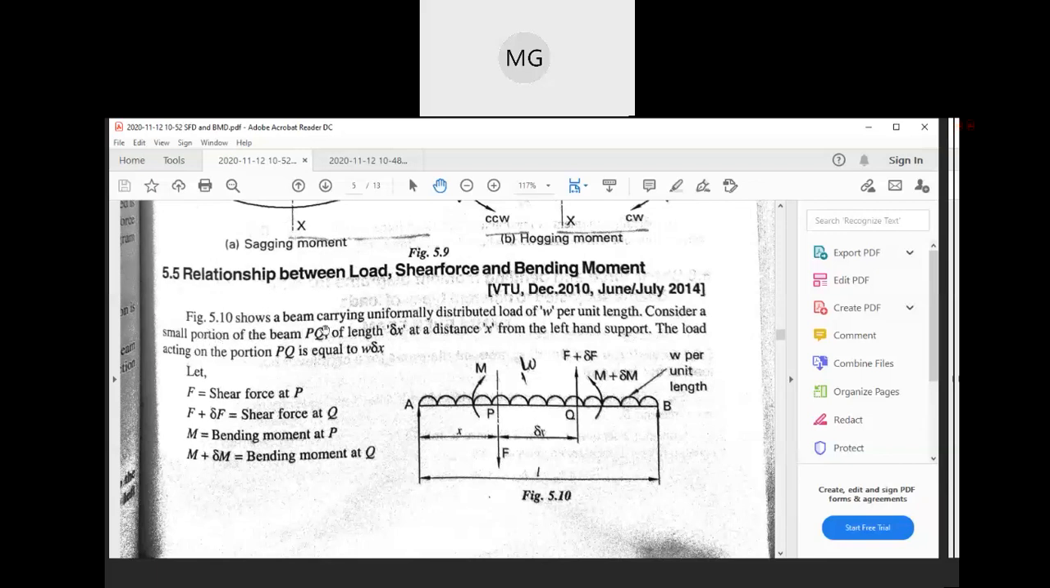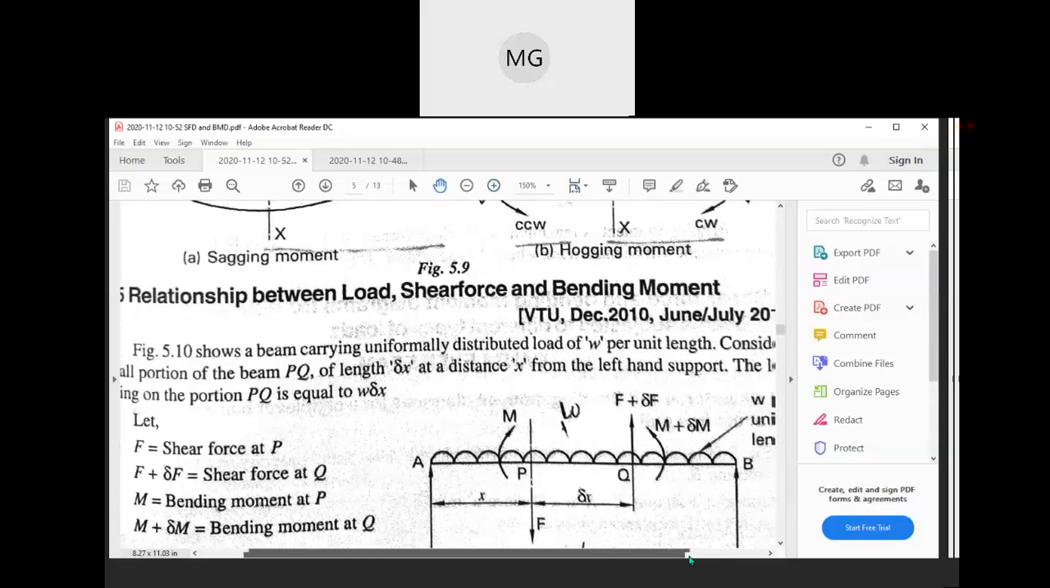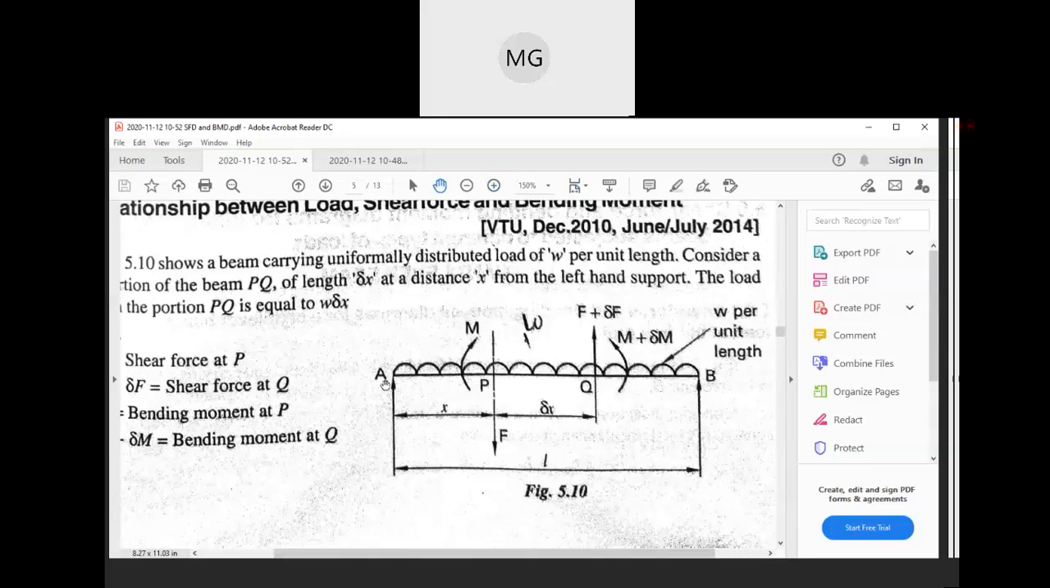Here the figure shows a beam carrying a uniformly distributed load of W per unit length. Here this symbol is for UDL, uniformly distributed load, and it is a simply supported beam. So this is the arrow mark here. That is both ends. There is a support for this beam. For a beam there must be support. These are the two supports. Now this is a simply supported beam.